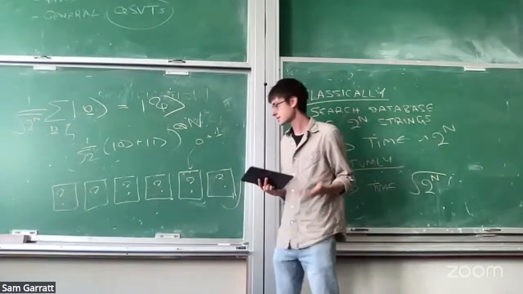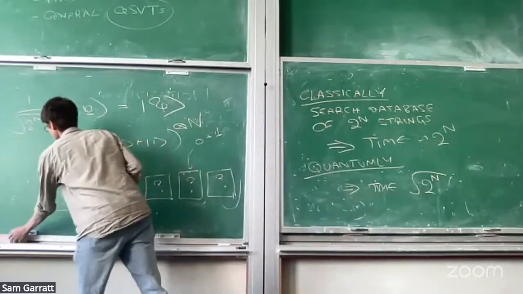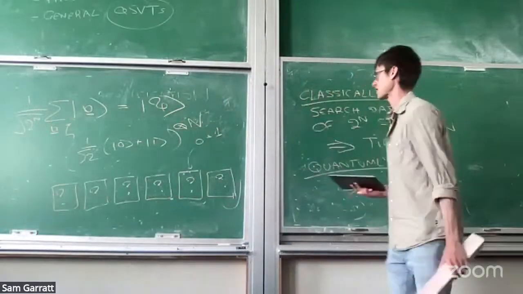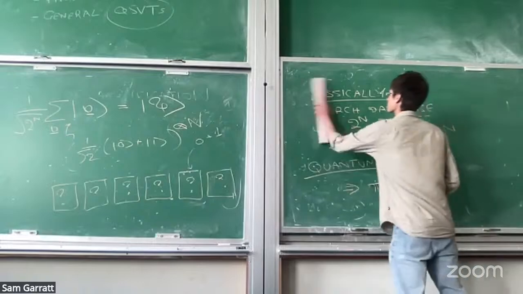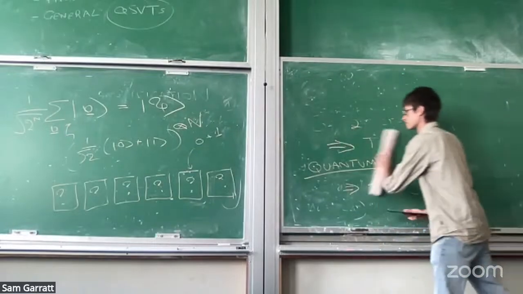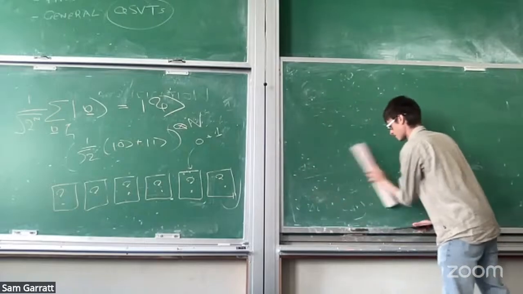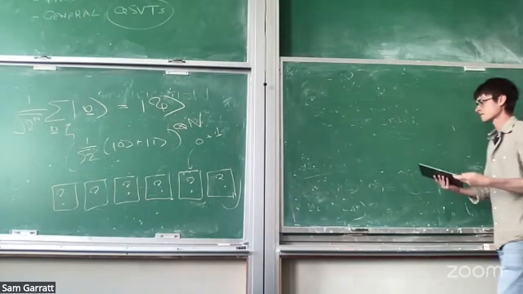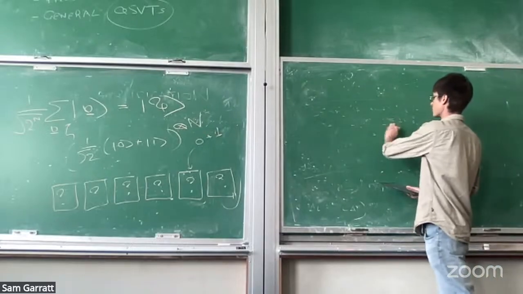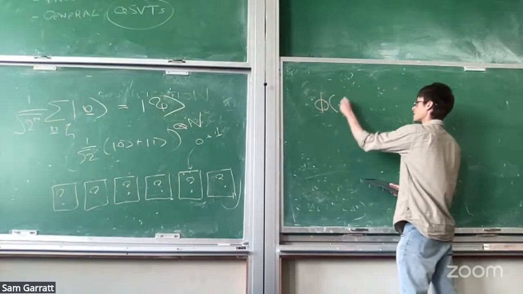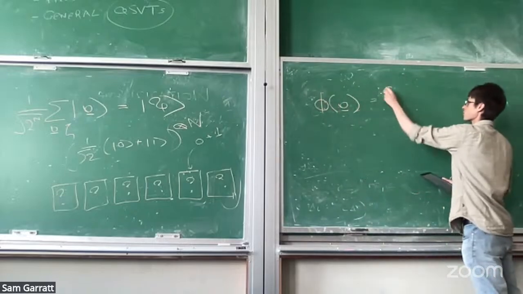So the basic idea is to perform some pretty unphysical looking reflections in many-body Hilbert space. The idea is as follows. We have this function phi of b, and we know how to compute it. This thing is 0 or 1.